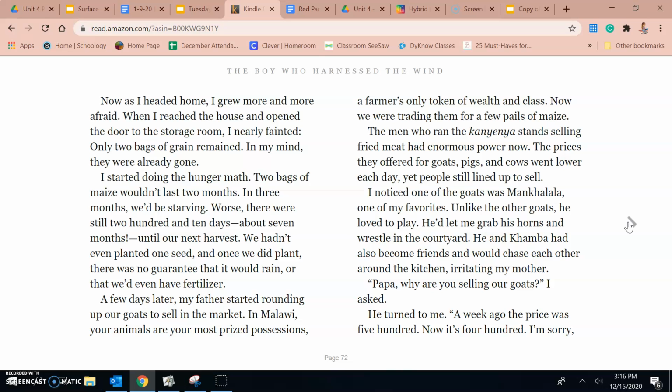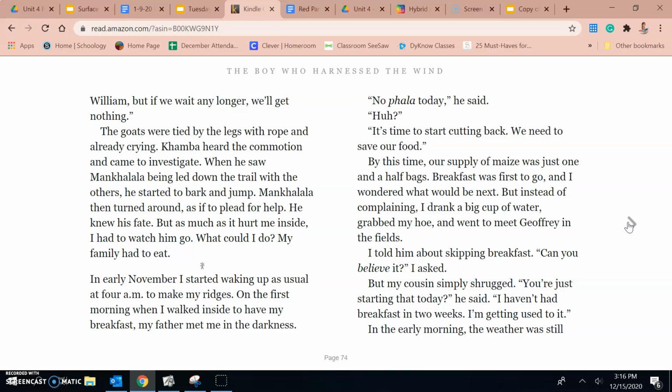"Papa, why are you selling our goats?" I asked. He turned to me. "A week ago the price was 500. Now it's 400. I'm sorry, William, but if we wait any longer we'll get nothing."